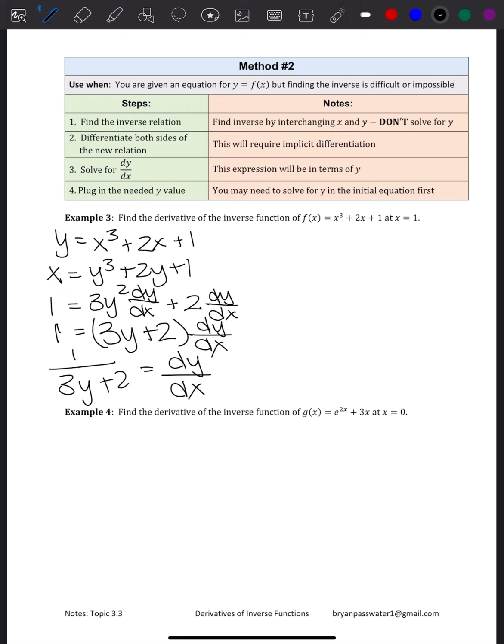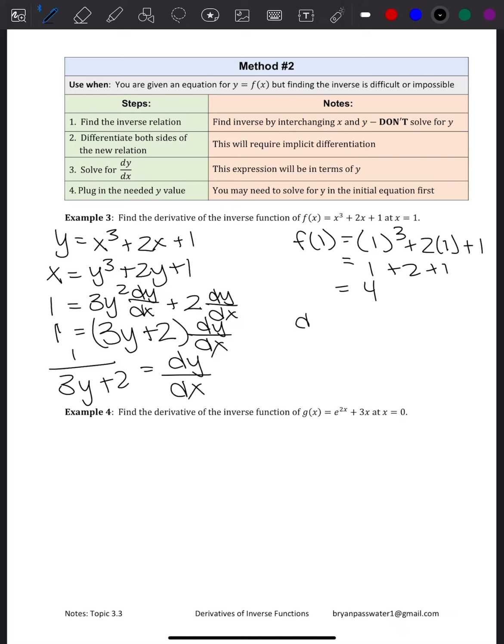One thing that we have to keep in mind is what our y value is. So we're going to take our original function and x equals 1 and plug it in, so that way we can figure out what our y value would be. So f of 1 is equal to 1 cubed plus 2 times 1 plus 1. So 1 plus 2 plus 1, which is 4. So I know that I can go ahead and plug in 4 into our problem.